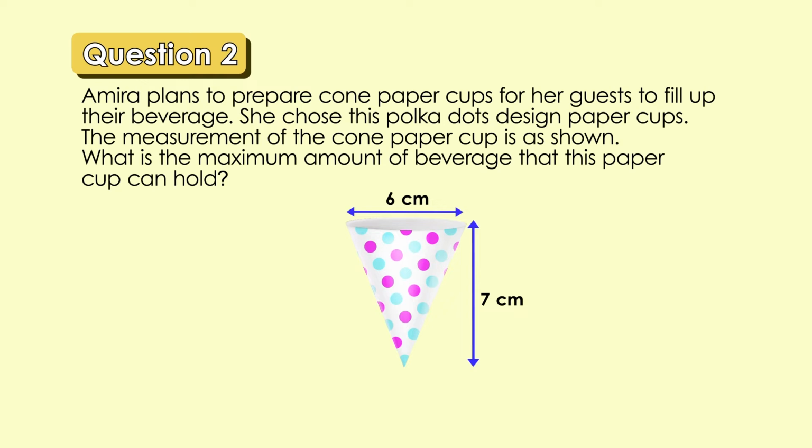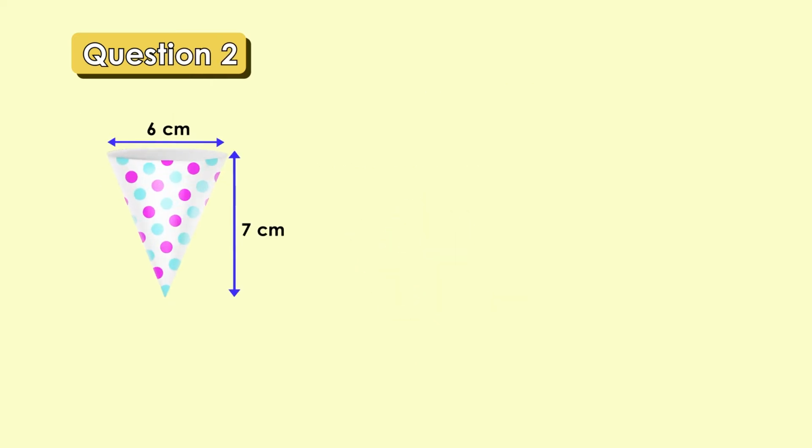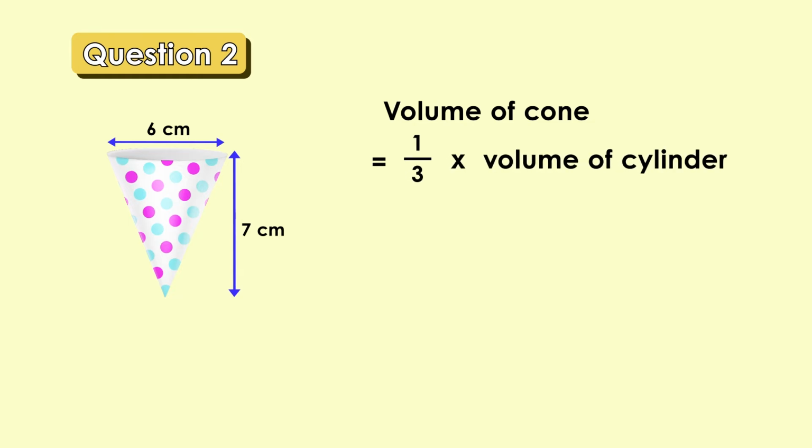How do we calculate the volume of this cup? Let's calculate the volume of the cone paper cup. What is the formula for the volume of a cone? The volume of a cone is 1/3 of the volume of a cylinder. As we know, the volume of a cone is 1/3 pi r square h.